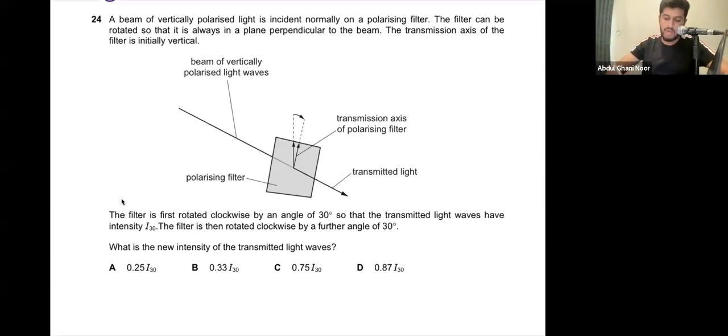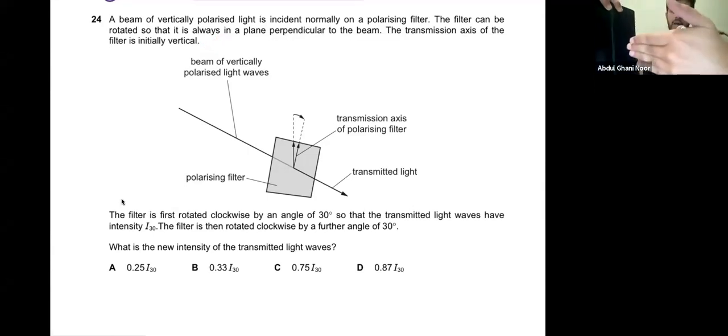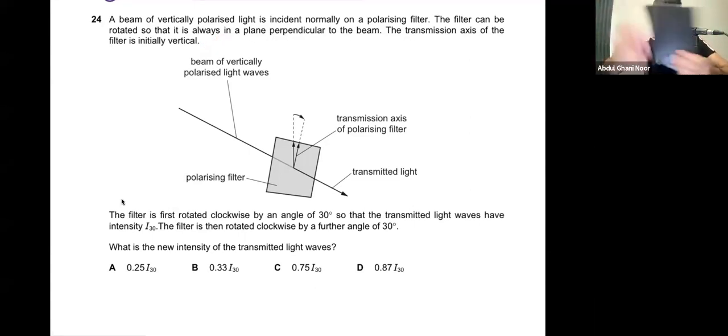The transmission axis of the filter is initially vertical. So if I were to draw the transmission axis of my filter, this is what the transmission axis looks like. It is initially vertical, and my light is also vertical. तो सारी की सारी लाइट जो है दूसरी साइड पे निकल जाएगी.